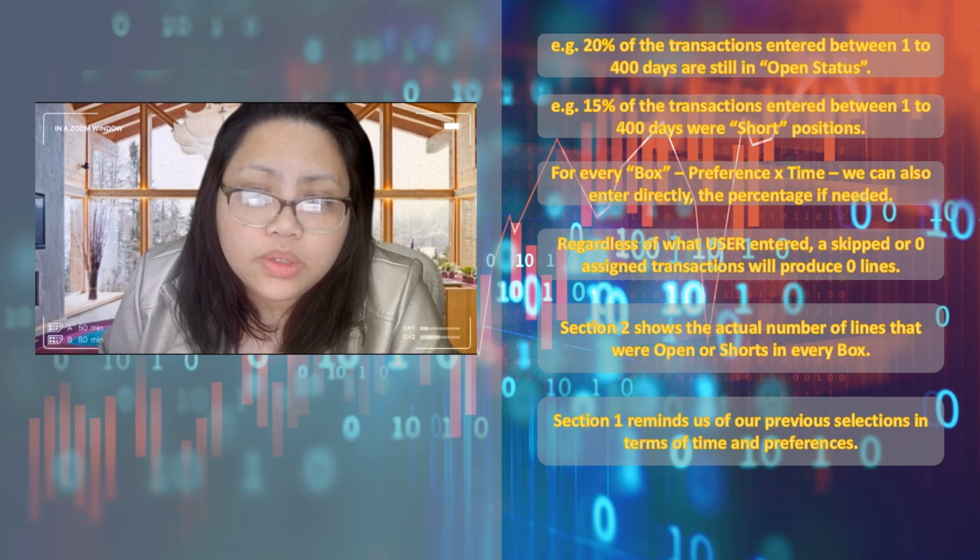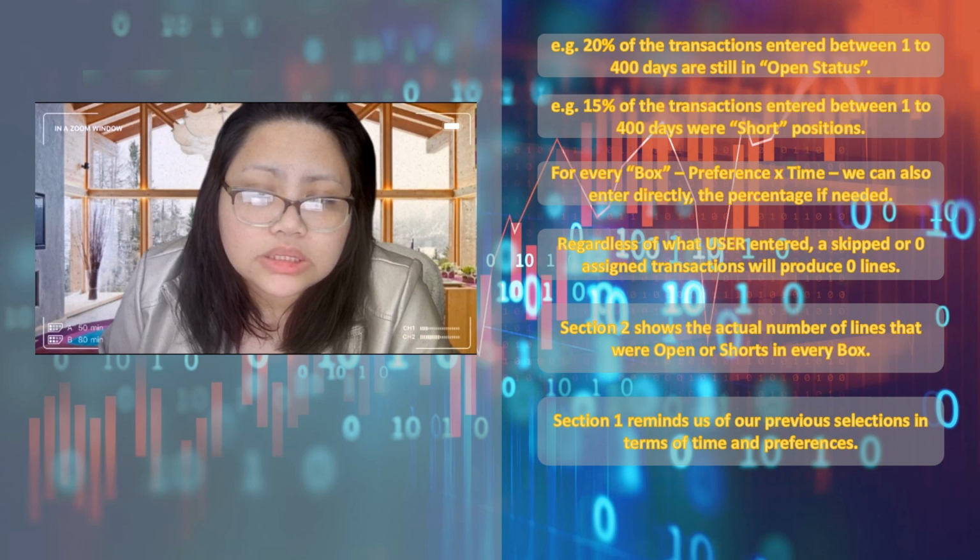First we do have to decide how we go about making our random selection. But to do that, we have to examine our transaction lines. If you go to the S2 sheet and look at every box, which is the preference and time period. For example, box 41 is actually our 14th preference in time period 3. That's the market exchange NYSE in the time period between 2001 to 4000 calendar days. So it means our transaction entries were made between 5 to 10 years ago.